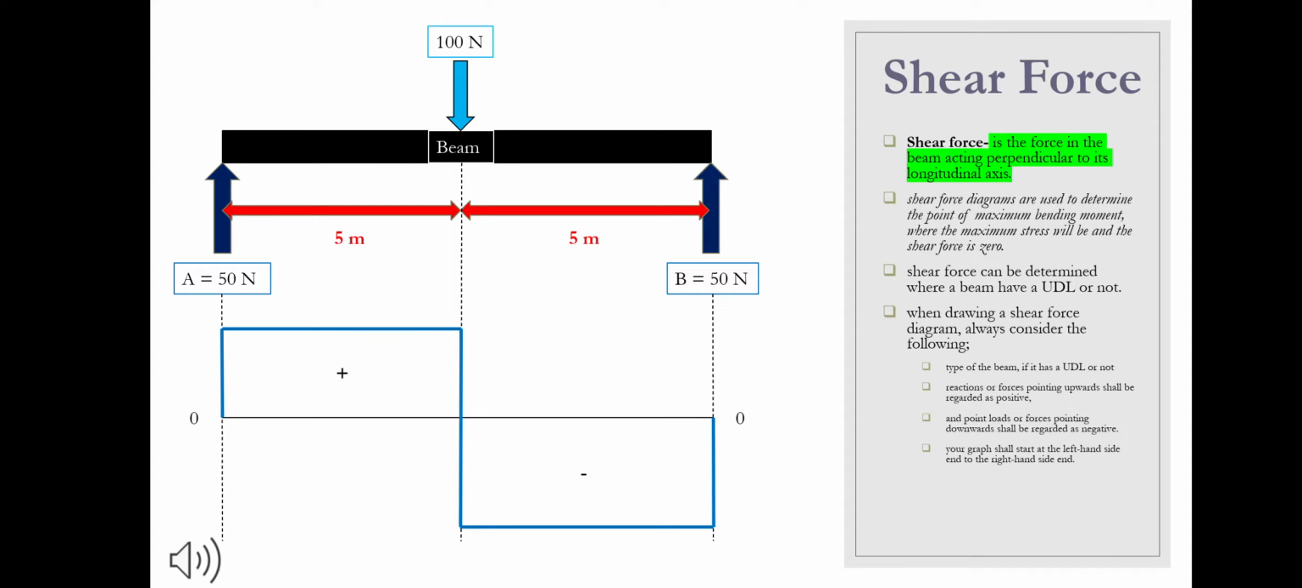A shear force diagram will have the positive and negative margins determined by forces. The reactions will be positive forces due to their direction, and point loads and UDL will be negative forces. When drawing a shear force diagram, always try to start drawing from left to right. This example does not contain any UDL.